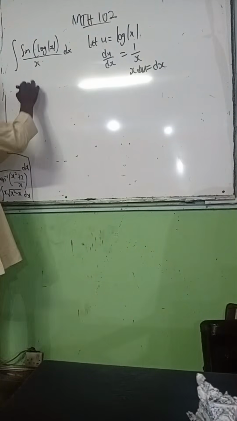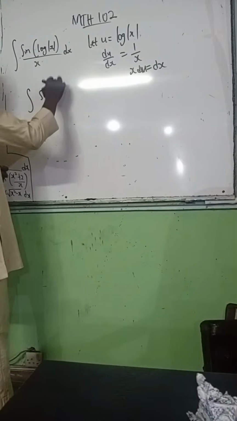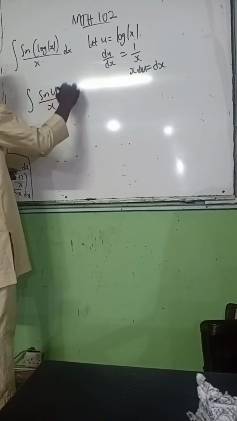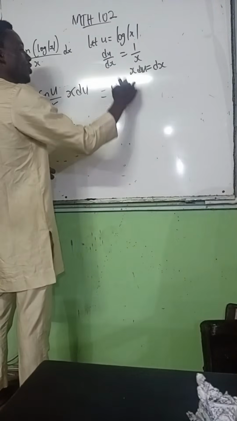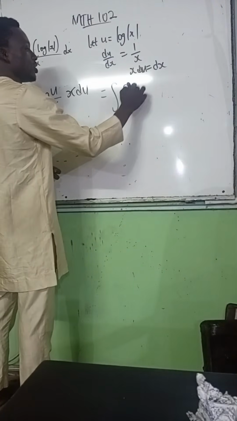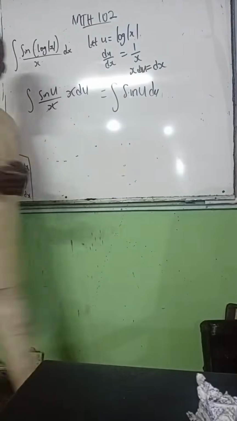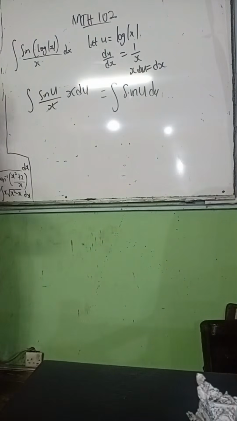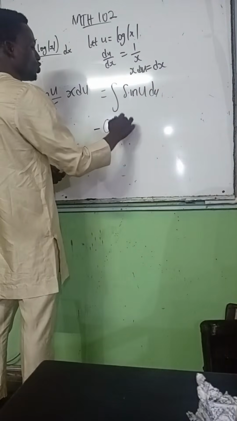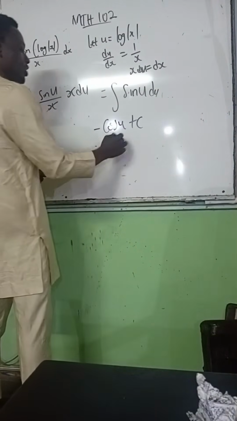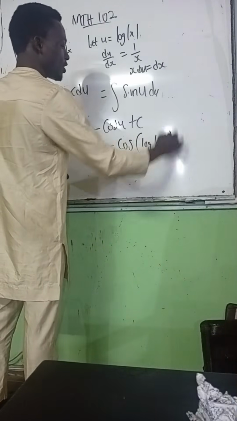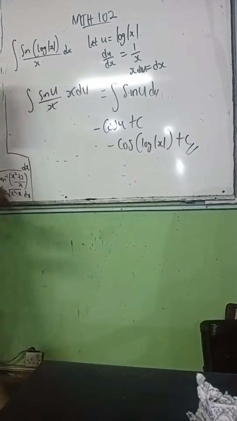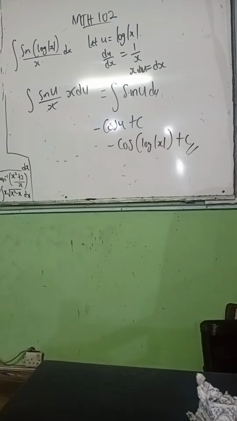So this question becomes integral of sine u over x. What's our dx? x du. So we have integral sine u. If you integrate sine u, what do you get? Minus cos u, plus c. So you have minus cos, what's your u? Log x, plus c. And we are done. Is it hard? No.